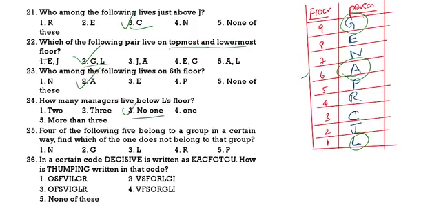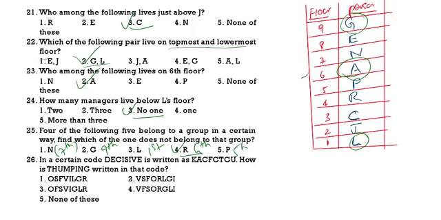4 of the following 5 belong to a certain group and hence form a group. Which is the one that does not belong to the group? See here. N is on the 7th floor. G is on the 9th floor. L is on the 1st floor. R, 4th floor. P, 5th floor. So except this one, this is on an even number floor. All the others are on odd number floors. So R is the odd one out.